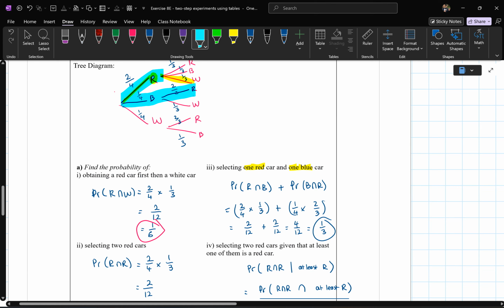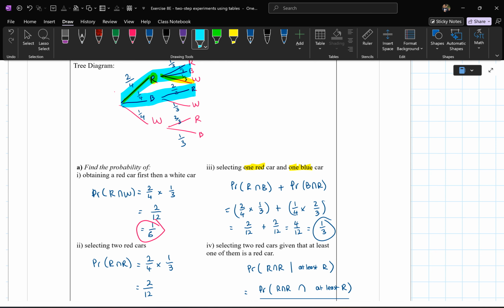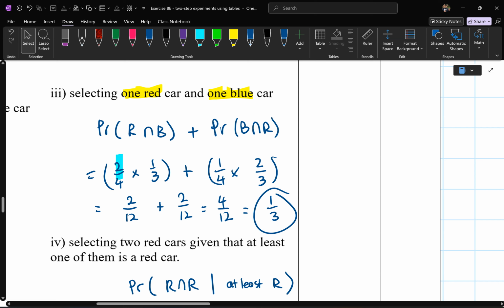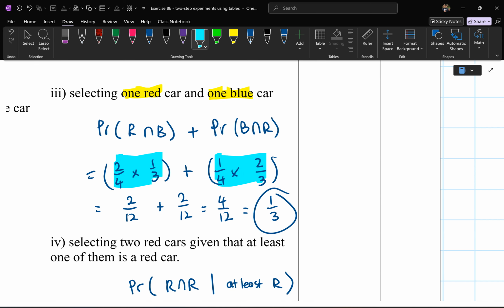So it's 2 quarters times a third, or a quarter times 2/3. And if you work that out, together you get 2 out of 12 plus 2 out of 12, which is 4/12. Simplifies to a third. Can I get a show of hands who got the third one correct? Good, so that's learning to read the question. 1 red, 1 blue. Order doesn't matter.